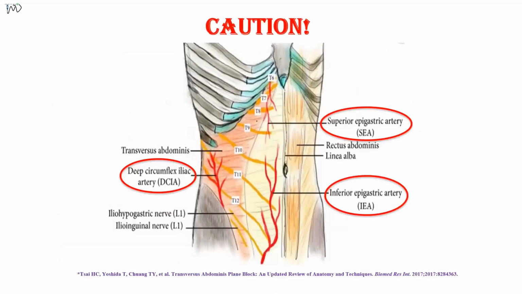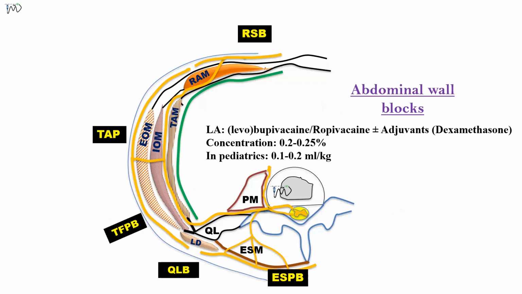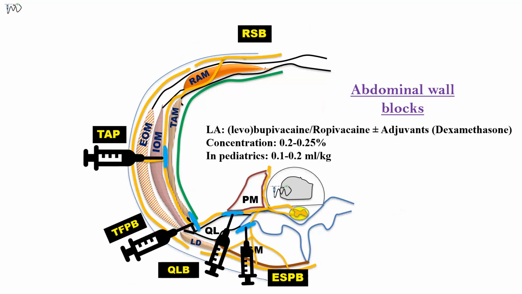There is also a rich network of vessels within the TA plane that promotes absorption of injected local anesthetic. They are also at risk of accidental puncture, bleeding, and hematoma formation during the performance of the block and later. So, from posterior to anterior, we have erector spinae plane block, quadratus lumborum block, transversalis fascia plane block, transversus abdominis plane block, and rectus sheath block.